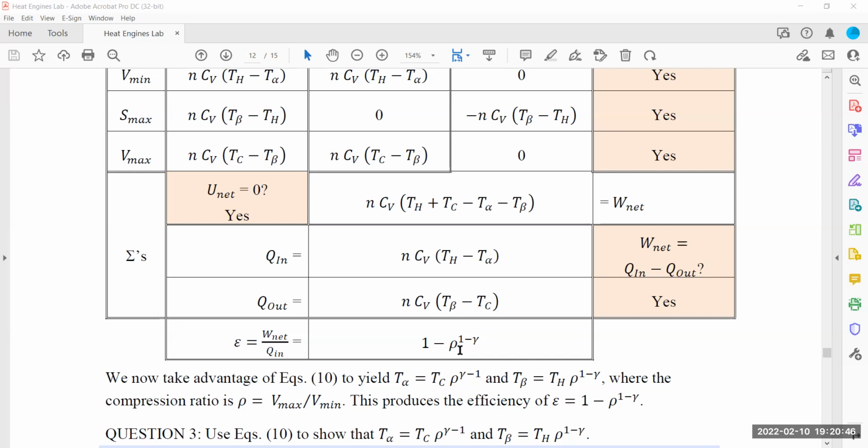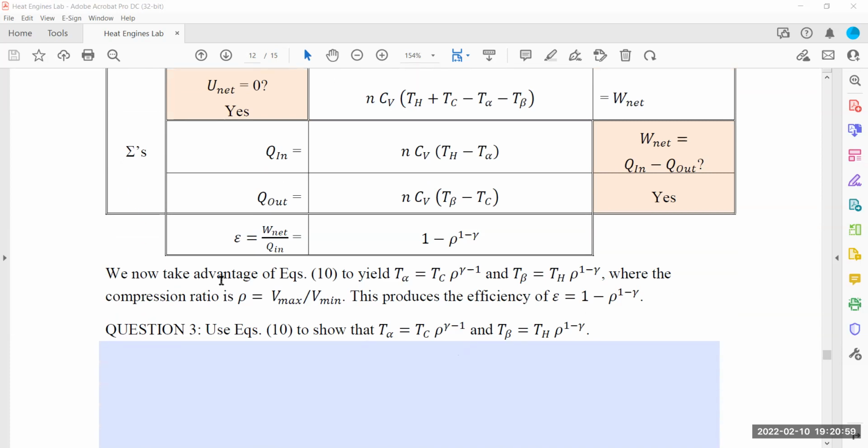It was 1 over R to the power gamma minus 1, which you can write it because, you know, when you take it to the numerator, you just change the sign. It becomes 1 minus gamma. Okay, so the same thing. So you can follow the logic in there. Now we know to take advantage of the equation 10, so to find these relationships between them, and compression rate is given by that.